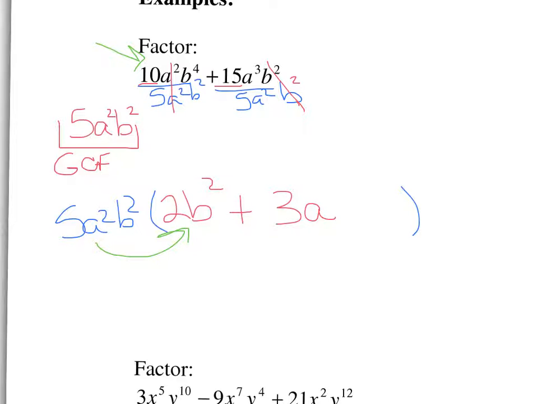And you can again check this by multiplying. When you multiply these two terms together, it should give you this one back. So 5 times 3 is 15. A squared times a is a cubed. B squared, no extra b's, b squared. So that's how you factor out the GCF.